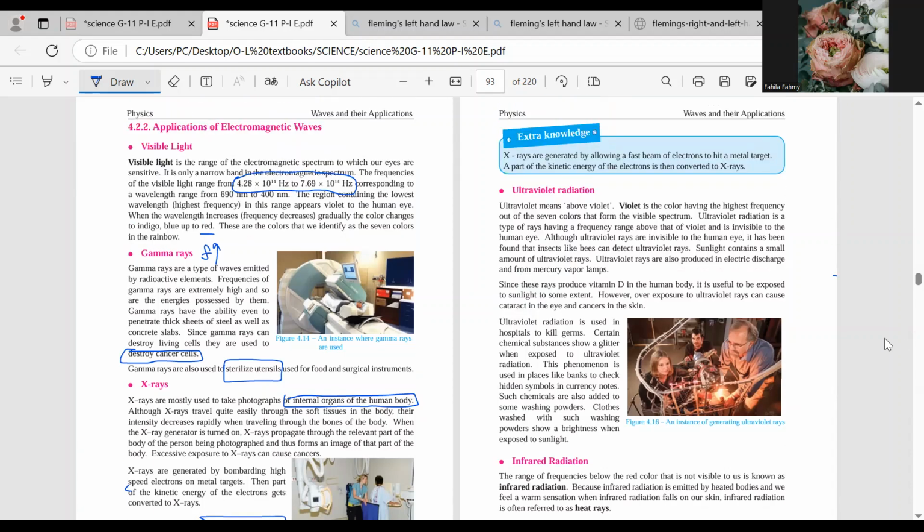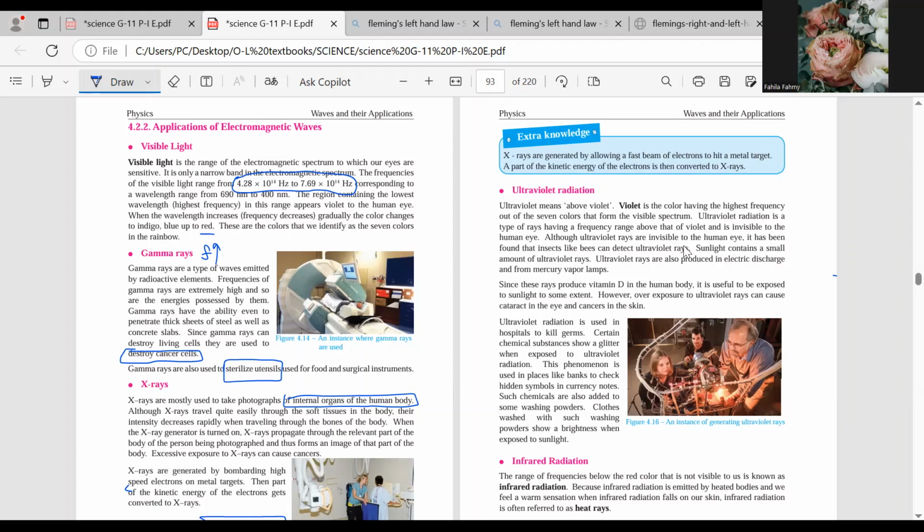Okay, then comes the UV, right? Ultraviolet. So ultraviolet, from the word itself you understand, right? Violet is the highest one in the visible range, when we talk about the frequency. So ultraviolet means above violet, right? Above violet, what is invisible to our eye, right?